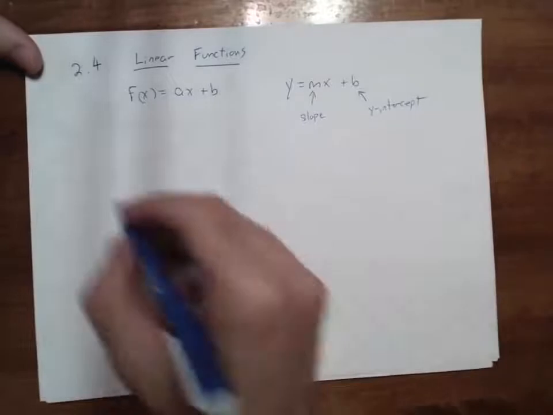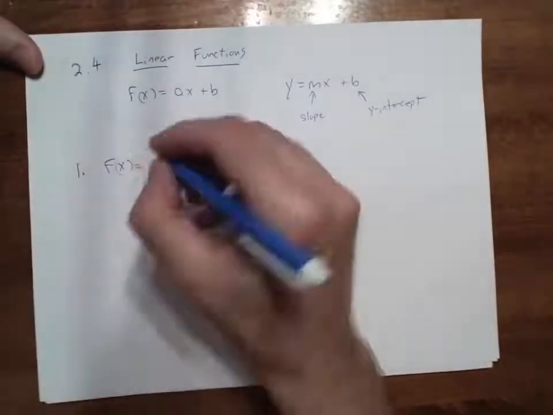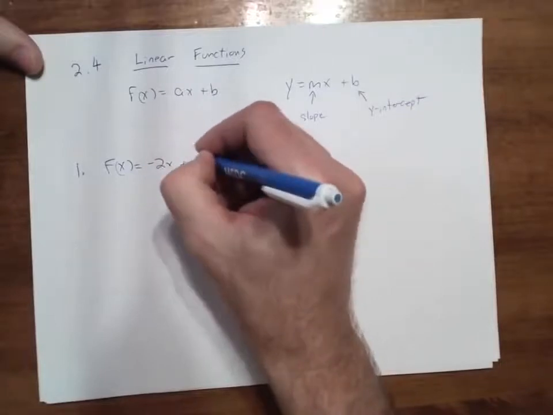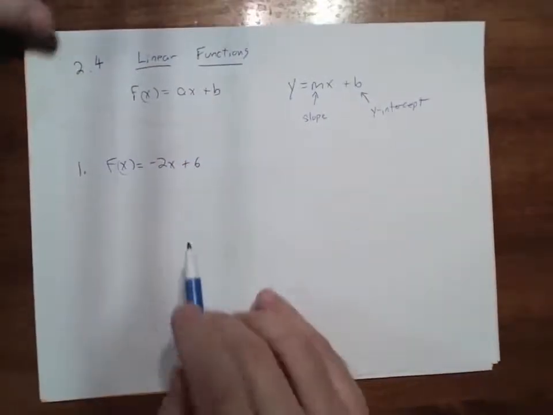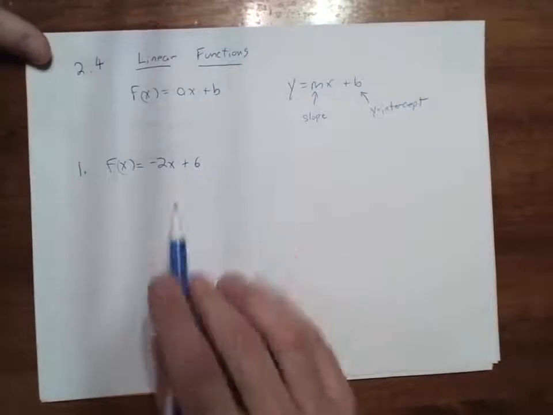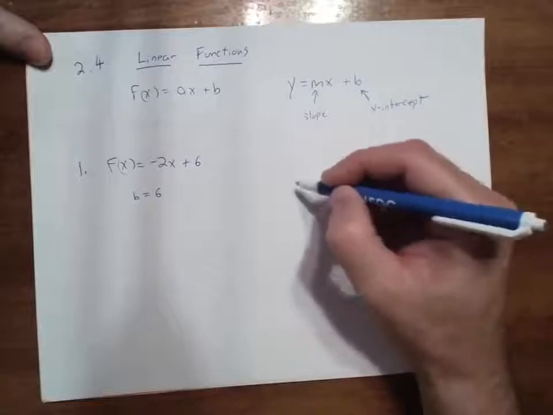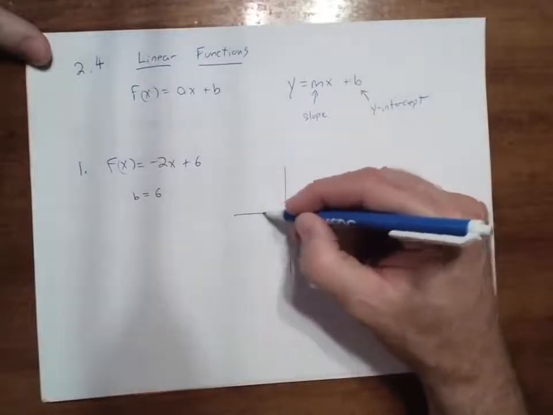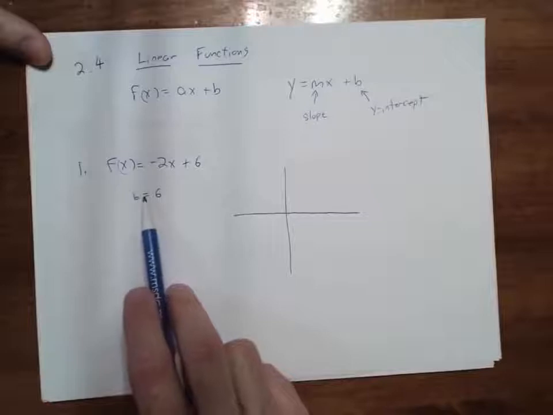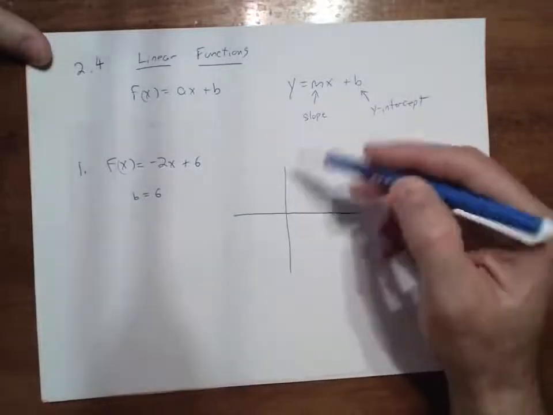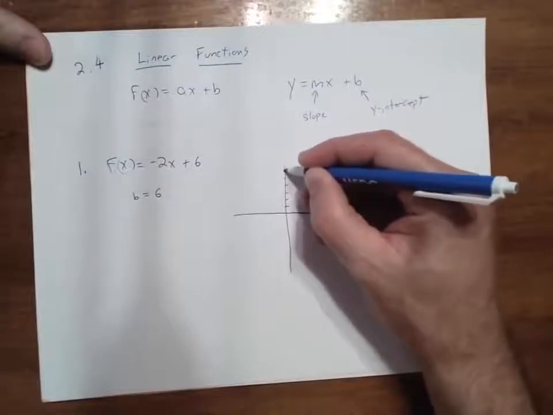And so to start off with the first example, we're going to graph the function f of x equals negative 2x plus 6. The first thing that I would do when I graph it is graph the y-intercept. The y-intercept in this case is 6. So I'm going to sketch out a graph here. Keep in mind that this is where it crosses the y-axis, which is your vertical line. So I'll put a point at (0, 6).